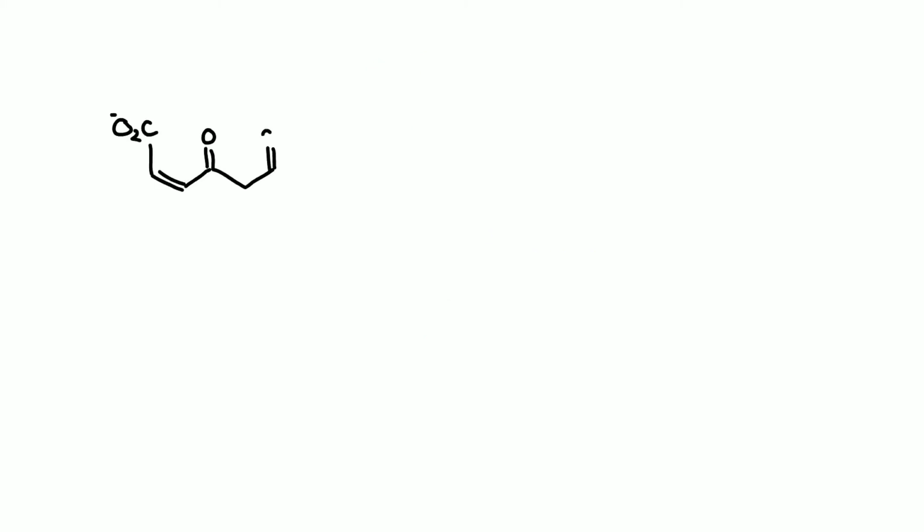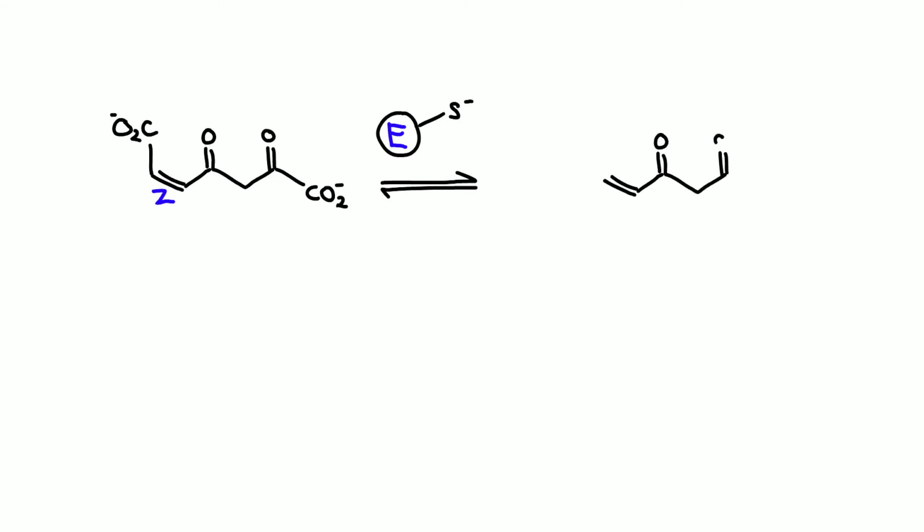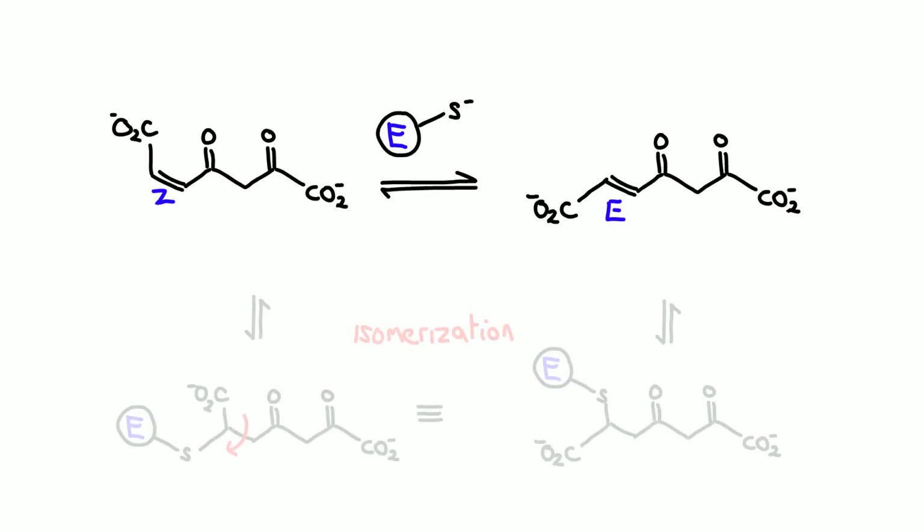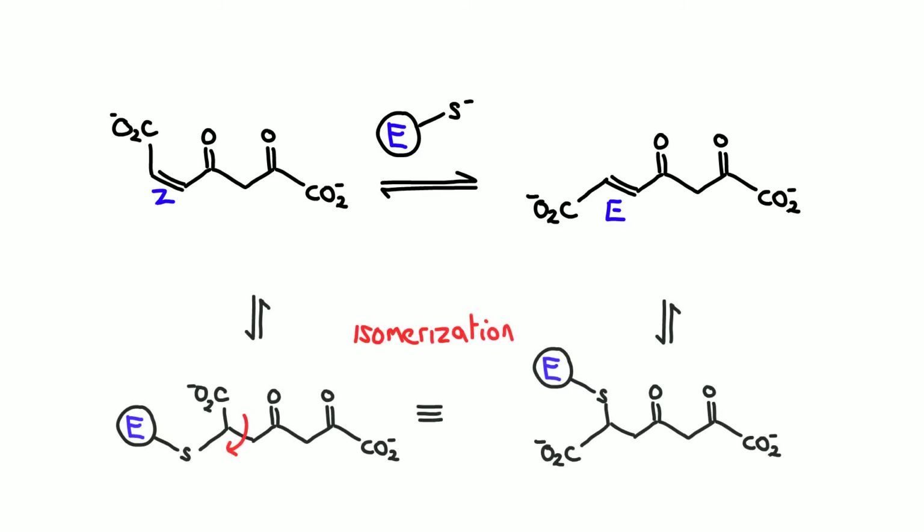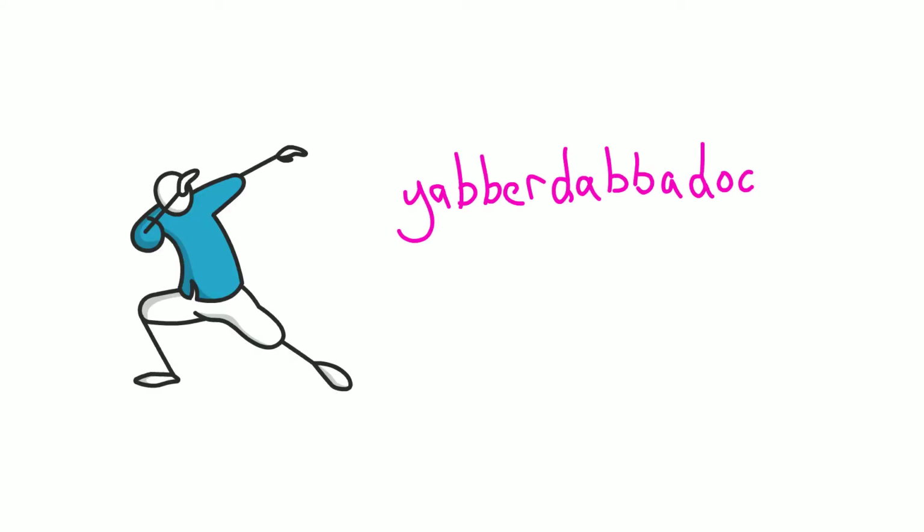Conjugate additions can also be reversible. If a cysteine residue, for instance on an enzyme, were to add to a Z double bond, rotation around a sigma bond, then reverse 1,4 conjugate addition could give the E isomer of the starting material. So, yabba dabba do. That's it for enzyme-mediated reactions.